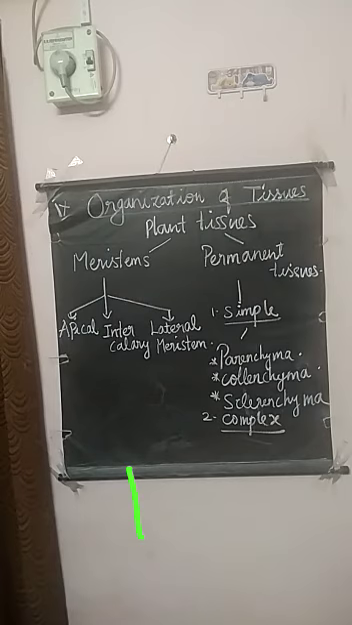What are organ systems? An organ system means a group of organs that are united together to perform a particular function. Likewise, tissues means a group of cells designed to perform a particular function. There are plant tissues and animal tissues.